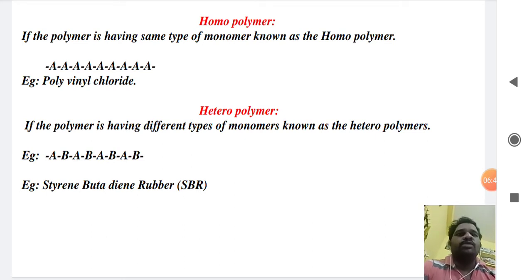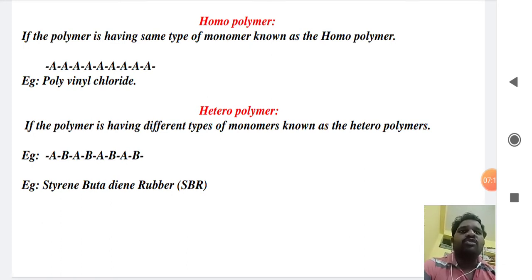And coming to the heteropolymers, the polymers which have different types of monomers are called heteropolymers. The structure of a heteropolymer has A, B, etc. Now this is purely different from the homopolymers. In these polymers we can observe type A and also type B monomers. Because it has different types of monomers, this polymer is called a heteropolymer.